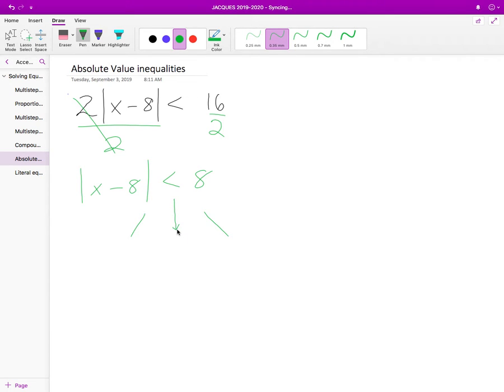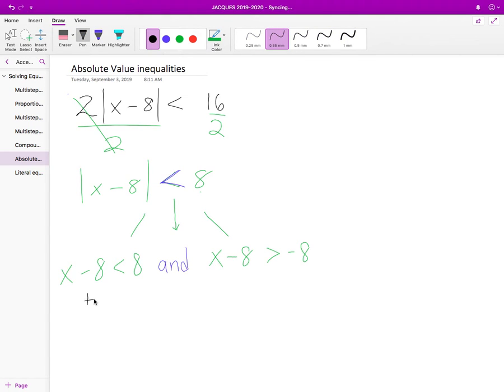Okay, so we're gonna do the same thing. We're gonna take x minus 8 is less than 8, and then x minus 8, so again, we're doing the inside twice, and then we flip the sign and negate the value on the opposite side of the inequality. What makes a huge difference is that this is a less than. If it is a less than, we're going to use the conjunction and. If it were greater than, we would use or.